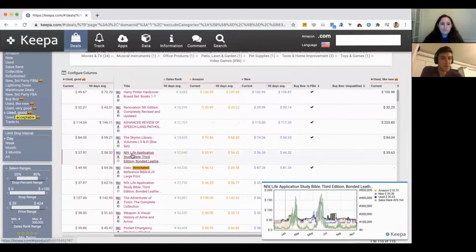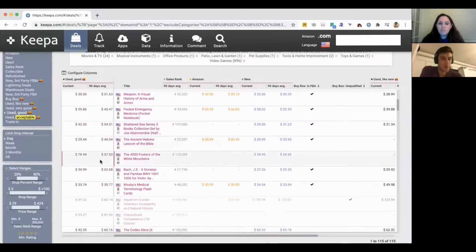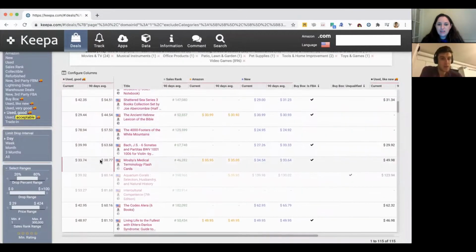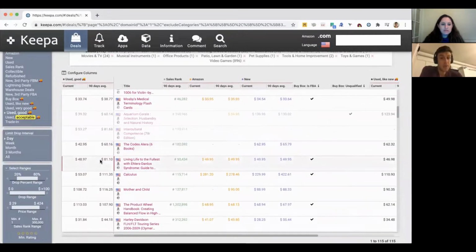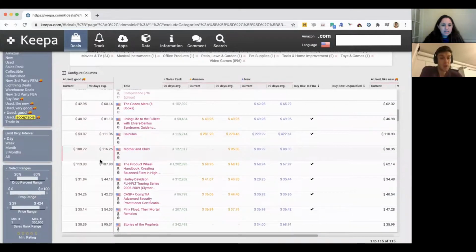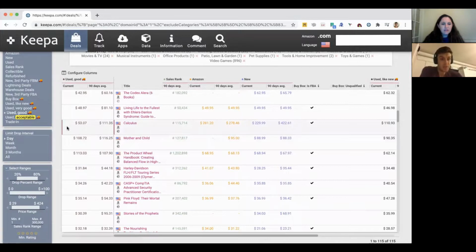But yeah, if we scroll through here, let's see if we can find one that's worth looking at. You've got no idea what's going to come up. No, I've got no idea. This one, for example, looks like a really good one. We've got calculus here. The used good price is $53 and the 90-day average is 111. So that looks like a really good flip, right? We can pretty much double our money.